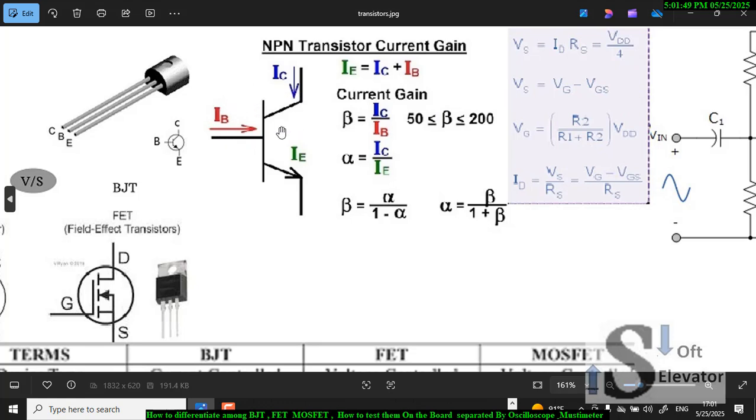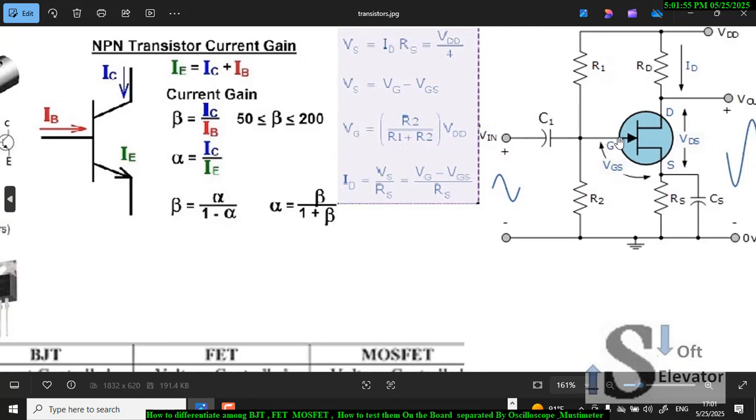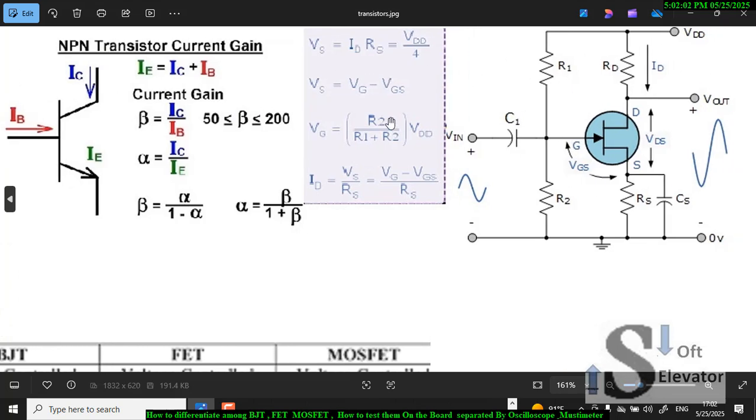This will help me, because this is current driven, so here I measure current. While here it is voltage controlled. A FET transistor is voltage controlled, so here I speak in voltage. So VDD equals this voltage plus this voltage. How do we calculate VGS, from the gate to the source? This voltage is VR2.